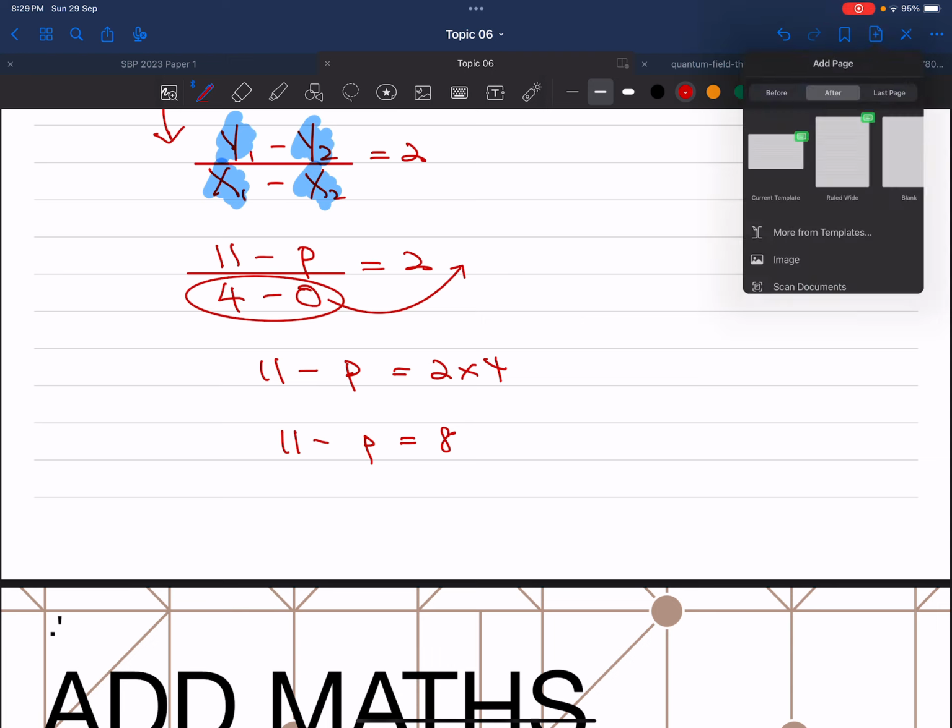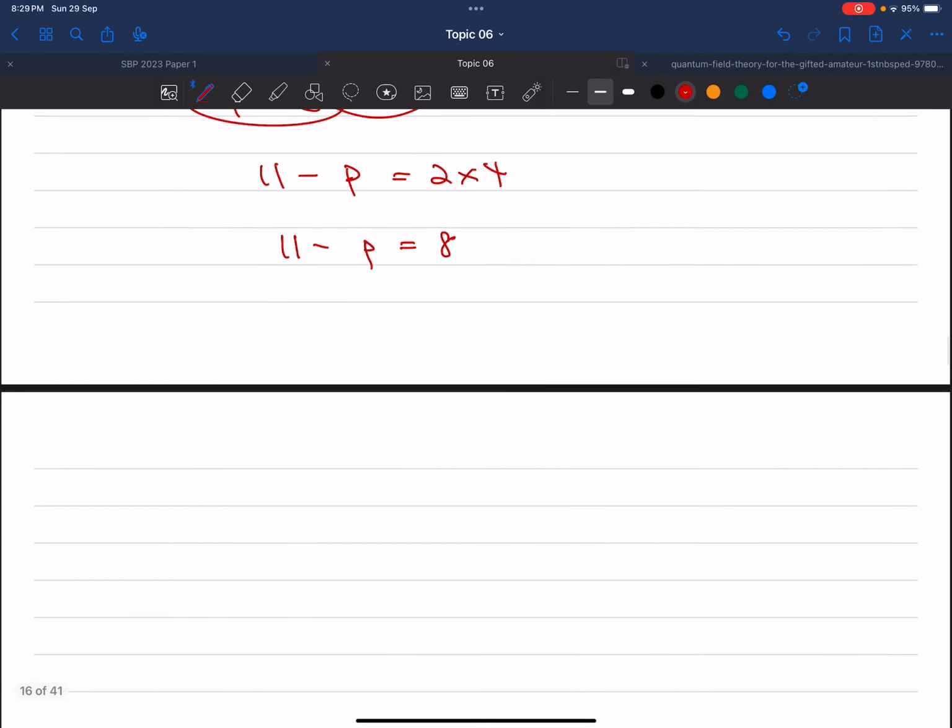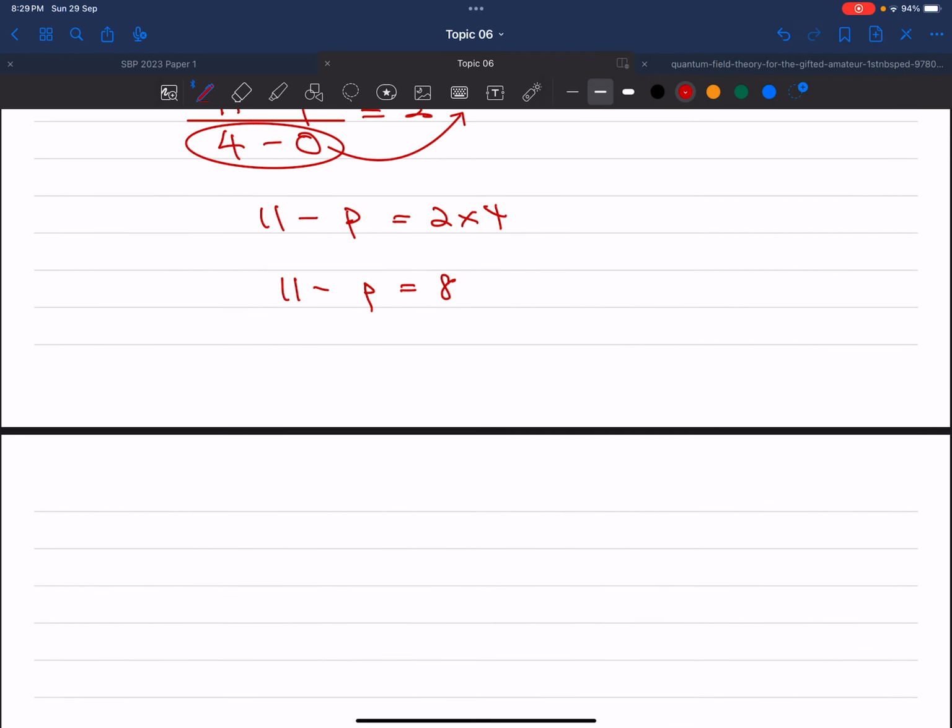So of course this will be easy. Negative P, bring to the other side. 8, bring this side. I have 11 minus 8 equals P. Therefore, P is 3. We got our first answer, the value of P. Now, second part.